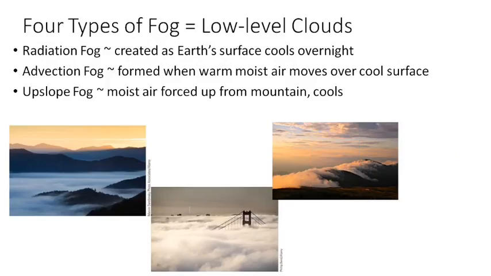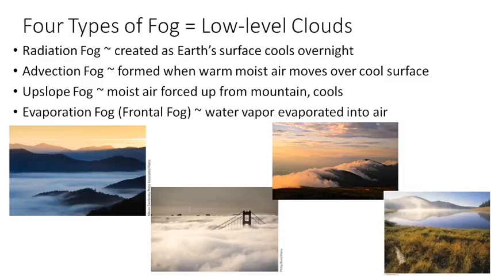Upslope fog is kind of like orographic lifting. Basically, you get a chunk of air that goes up a mountain, okay? And as it rises, it expands and cools. So that's upslope fog. And then evaporation fog is kind of cool.